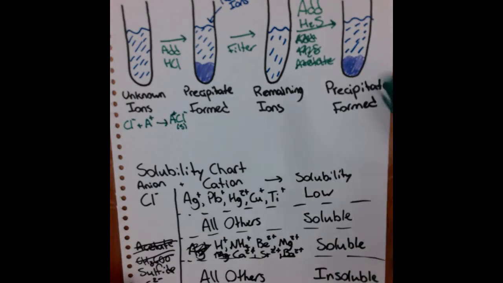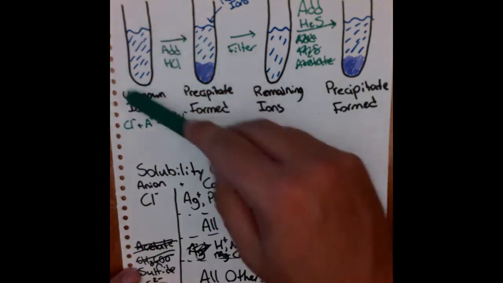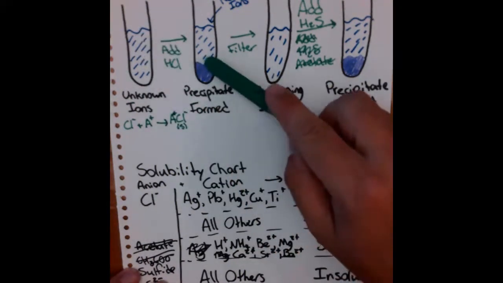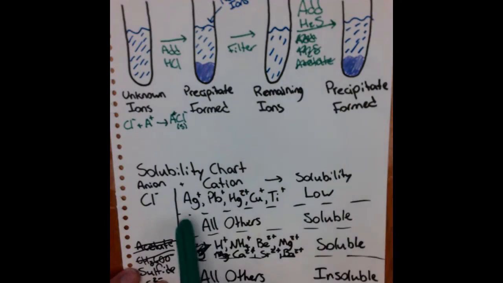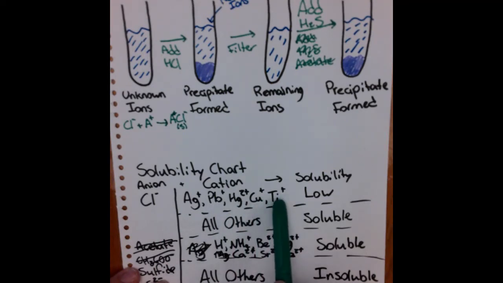So if we look at our chart here, our solubility chart, almost everything is soluble when bonded with chlorine. So the one that comes to mind is sodium. So if we had sodium in this solution, we're not going to see that precipitate out. So the only 5 things that are going to be insoluble or have a very low solubility when bonded to chlorine are going to be silver, lead, mercury, copper, and titanium.